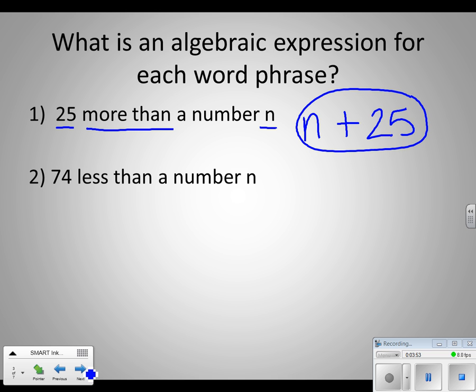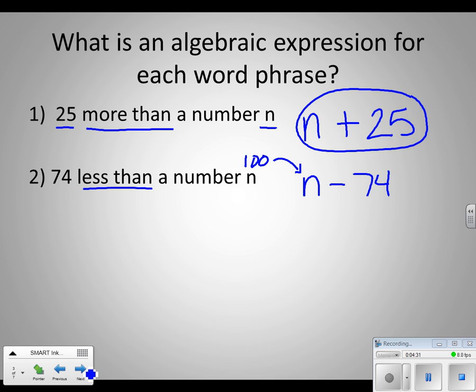74 less than a number n. So less than, we know we need to work with subtraction, and it's 74 less than a number n. And it's very important that you put it in this order, and you can kind of think about it and replace n with some value and think to yourself, okay, what is 74 less than 100? And so we think about that and we get 26. And so we plug in 100 here. 100 minus 74 gives us that 26.